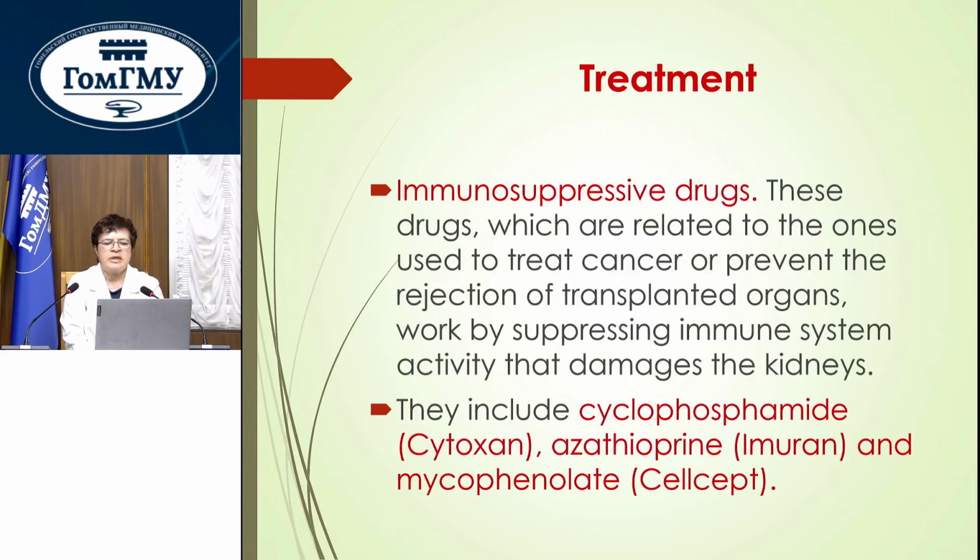Immunosuppressive drugs. These drugs, which are related to the ones used to treat cancer or prevent the rejection of transplanted organs, work by suppressing immune system activity that damages the kidney. They include cyclophosphamide, azathioprine, or mycophenolate.